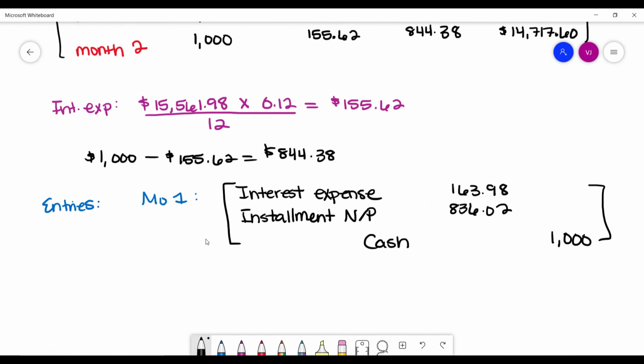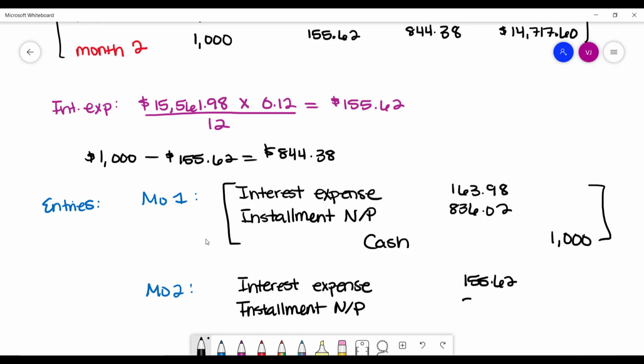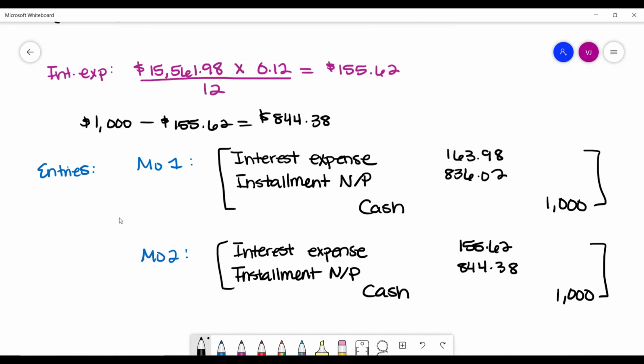Now, in month 2, what would that entry look like? Well, the entry structurally would be the same, just some numbers are going to be different. In month 2, we're going to debit interest expense for $155.62. We will debit the installment notes payable for $844.38. We'll once again credit cash for $1,000. So for all 18 months of the note, every month we will have to credit cash for the $1,000 there.